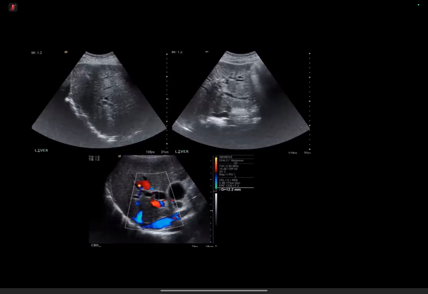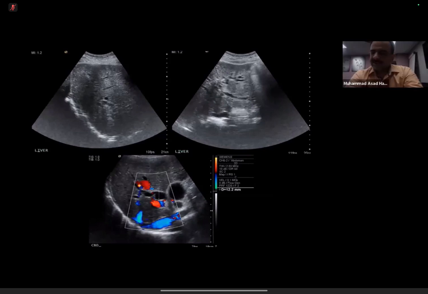And I can see in the lowermost image what appears to be the common bile duct, and it appears dilated. I don't have a measure. I think it's 12 millimeters, which I take as above the normal. So basically, we've got multiple intrahepatic biliary dilatation, but I cannot identify a cause on these images.